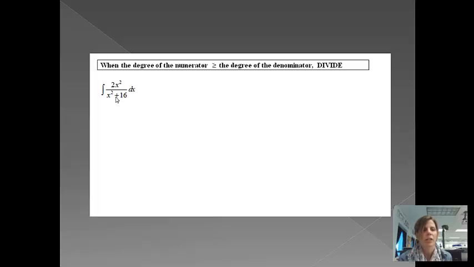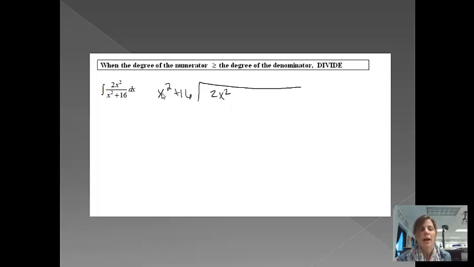If I look at this one, it's not an arctan problem, and I can't do a u substitution because there's an extra x. So if the degree of the numerator is greater than or equal to the degree of the denominator, we will use long division. And we did do this last year. Let's just see if we remember it this year. So I'm going to take the number that's on the bottom, and that's going to go out in front, and then we're going to divide it into 2x squared.